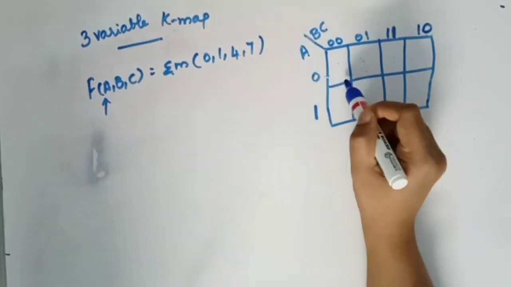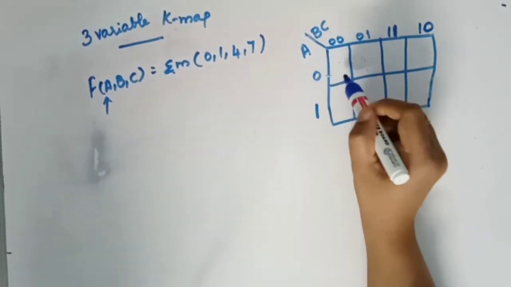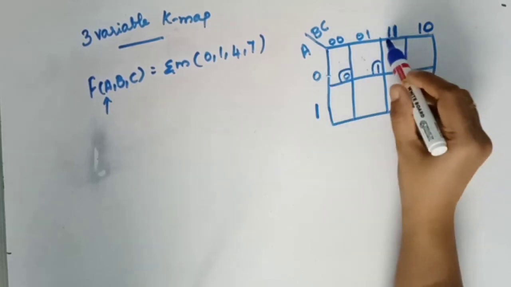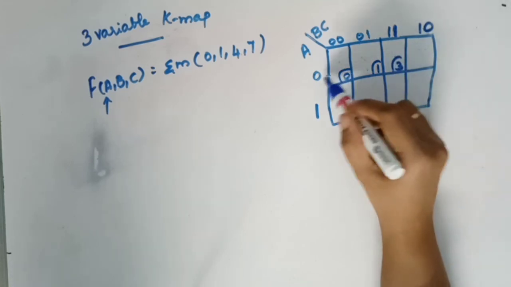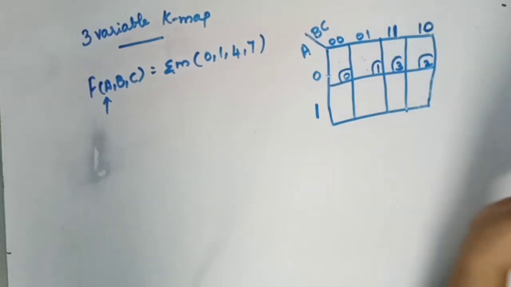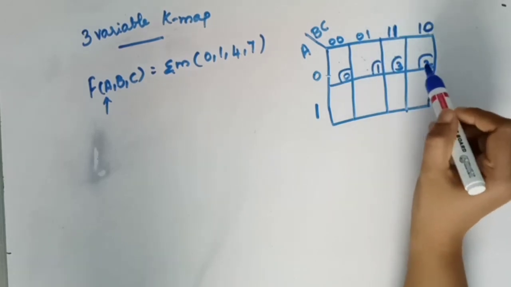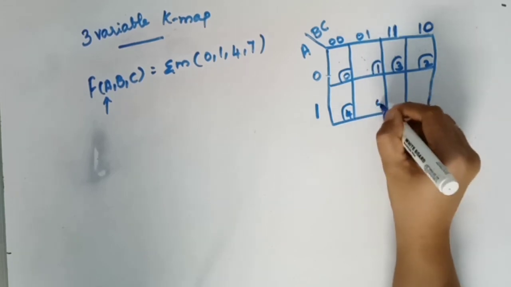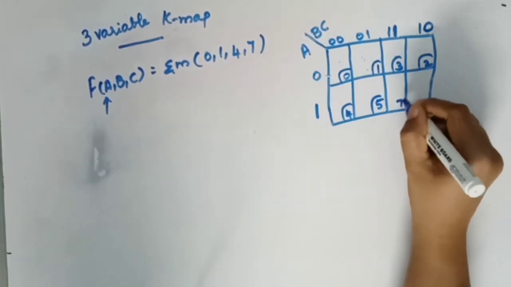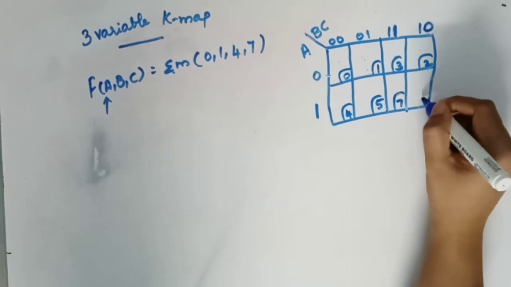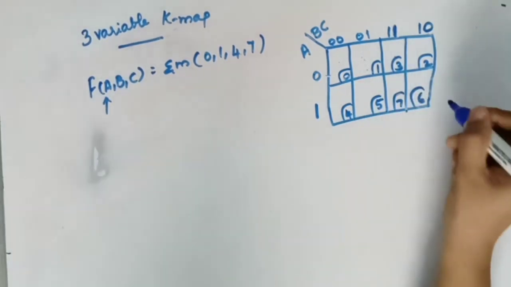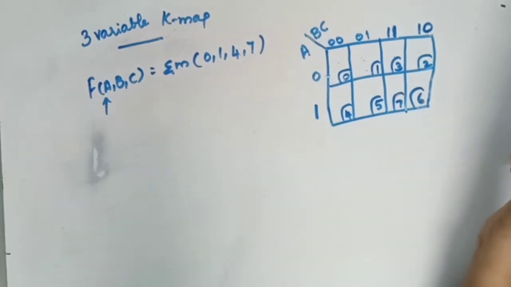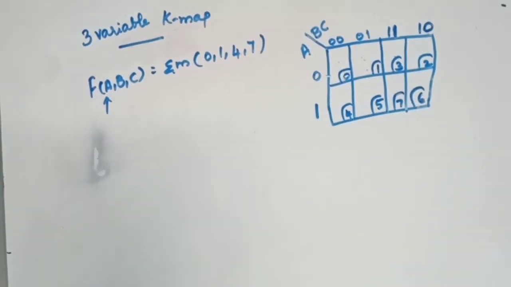Then write the cell values. 0, 0, 0 is 0. 0, 0, 1 is 1. 0, 1, 1 is 3. 0, 1, 0 is 2. So it is 0, 1, 3, 2. Then 1, 0, 0 is 4. 1, 0, 1 is 5. 1, 1, 1 is 7. And 1, 1, 0 is 6. So it is 4, 5, 7, 6. So this is your 3-variable Kmap. The rest of the rules are the same.